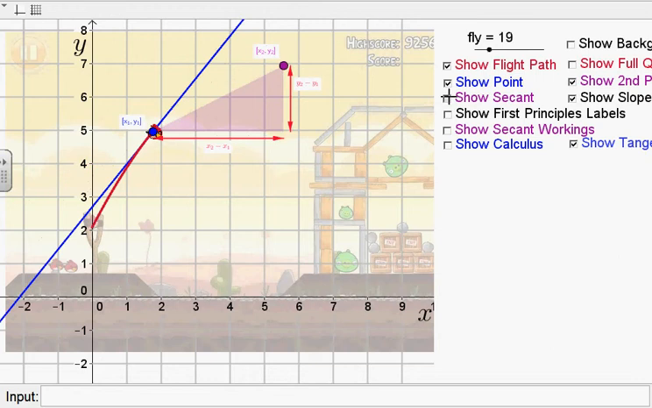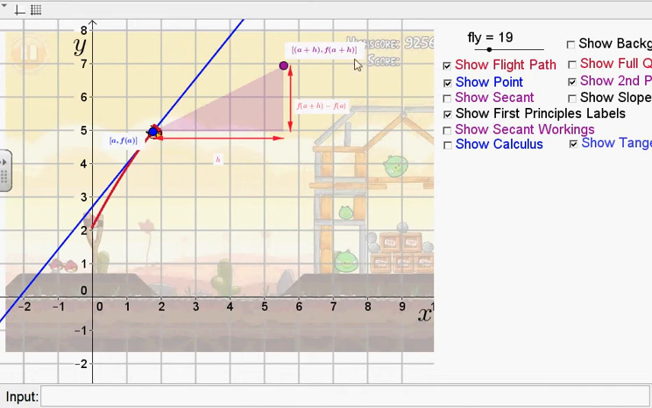Okay? Now, what we can do next is we can show first principle labels. Okay? Now, first principle labels is this. Now, let me explain what this means. Okay? A means the first point. F of A means the y value of the first point. A plus H. H represents the gap in between these two.